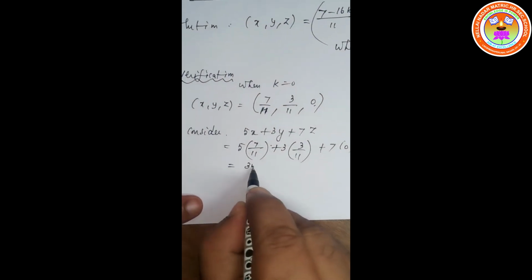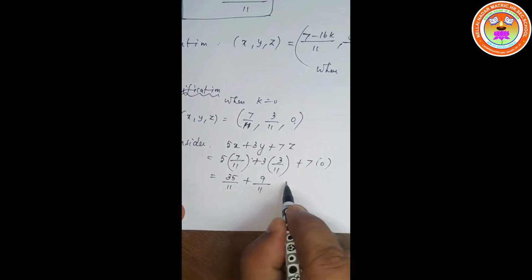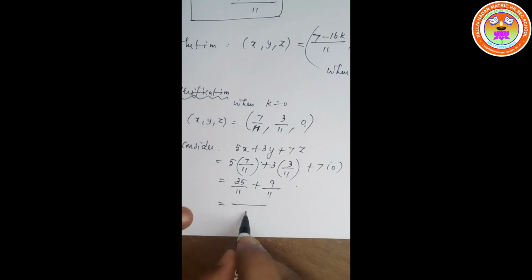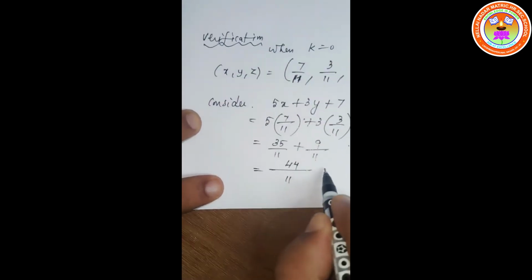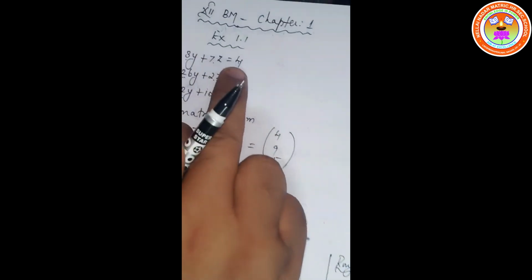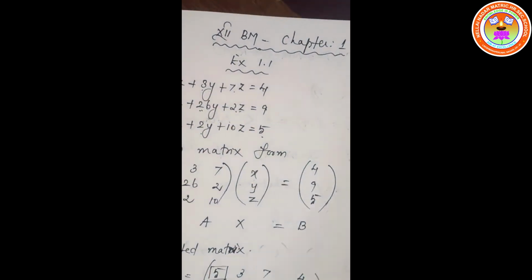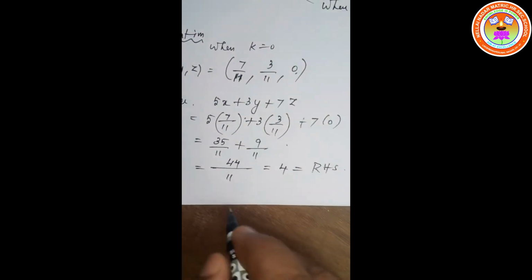5 7s are 35 by 11. 3 3s are 9 by 11. That is equal to, what is the common denominator? 11. Add the numerator, 35 plus 9, that is equal to 44. 44 by 11, that is equal to 4. And look at the RHS of equation number 1. Here it is. That is equal to 4. Now LHS and RHS are equal.